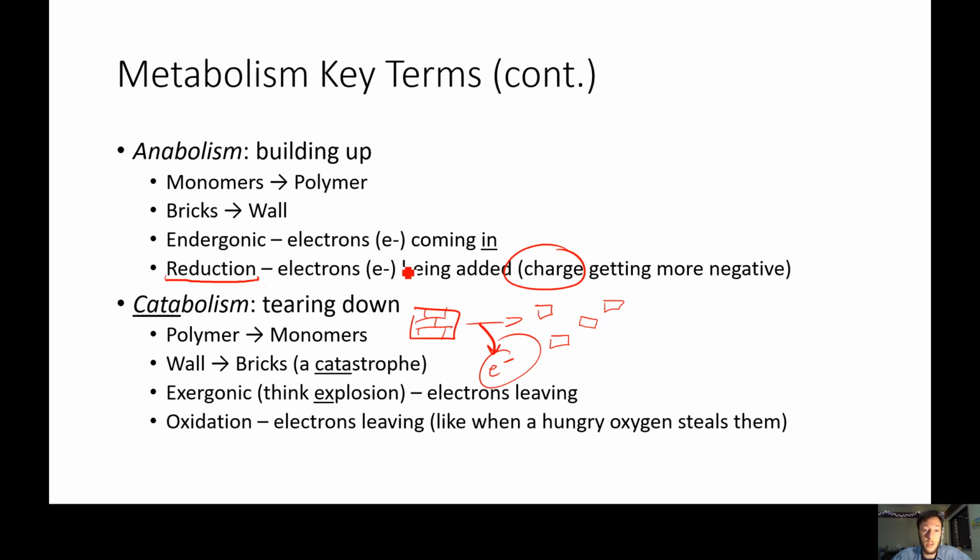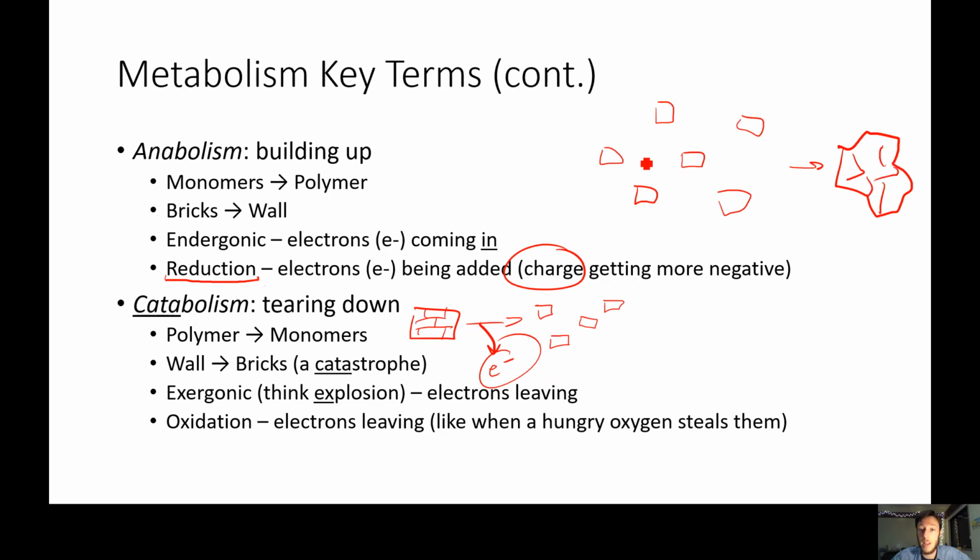So as we're adding electrons in, we've got all these little bricks, these monomers, like maybe glucose. And then we want to bind them all together and turn them into a complex structure. You know, we want to build something with them.